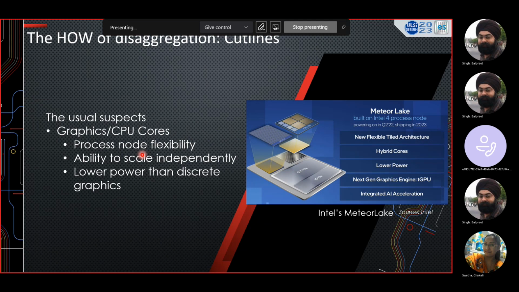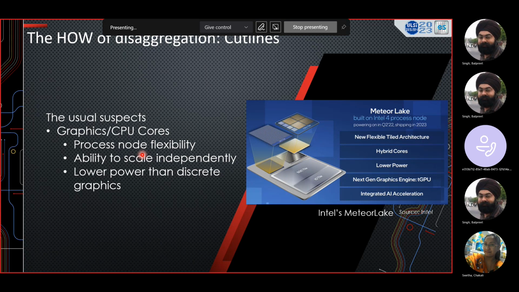So first, I want to talk about the cut lines. What are the logic areas? What are the things that usually people want to remove in a separate dielet, in a separate chiplet? What are those key things? The graphics and CPU cores are, I think, on the top of the list. We've seen multiple examples of that in the industry as well.